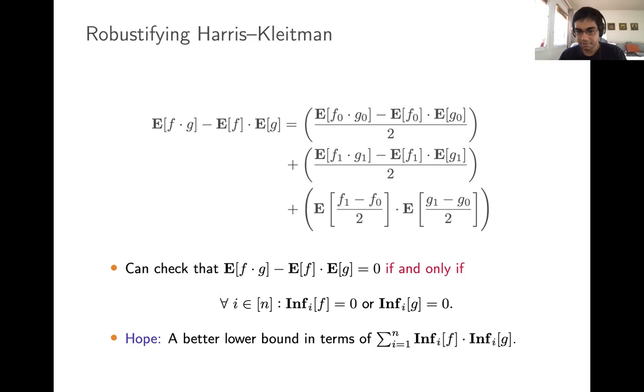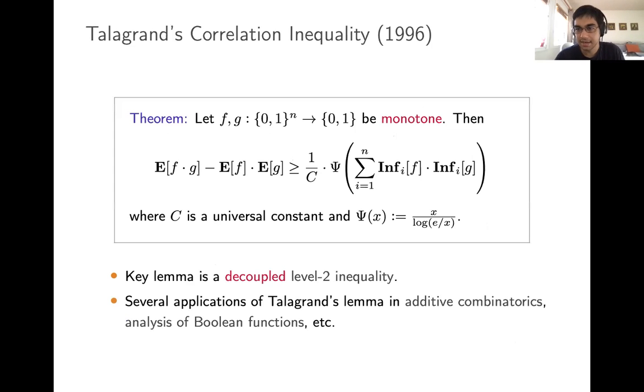And so it's natural to hope for a better lower bound in the Harris-Kleitman inequality in terms of the sum of the products of the influences of the two functions. And what this quantity is capturing is, in some sense, how much the functions f and g depend simultaneously on the same set of coordinates. And such a lower bound was obtained by Talagrand in 1996.